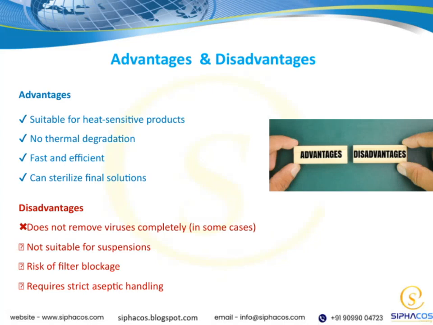Let's take a closer look at the advantages and disadvantages of this sterilization method. Starting with the advantages, it's particularly suitable for heat-sensitive products, which means it won't cause thermal degradation. This is a huge plus when dealing with fragile materials. It's also fast and efficient, allowing for quick processing times without compromising quality. Plus, it can sterilize final solutions directly, which simplifies the overall process and reduces the risk of contamination later on.